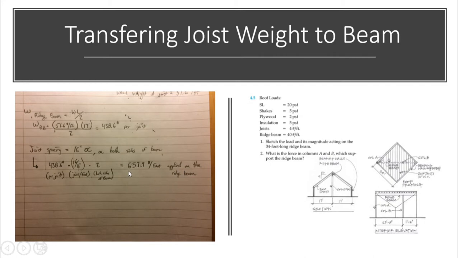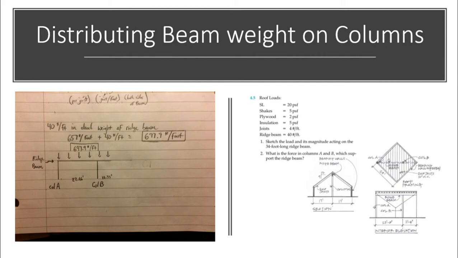Now this number includes the dead weight of the joist, the snow load of the joist, so the live load, but not the pounds per foot of the ridge beam. So in order to get the full weight applied to the ridge beam and of the ridge beam itself, we will now add the 40 pounds per linear foot for the weight of the ridge beam. This comes out to 697 pounds per foot.